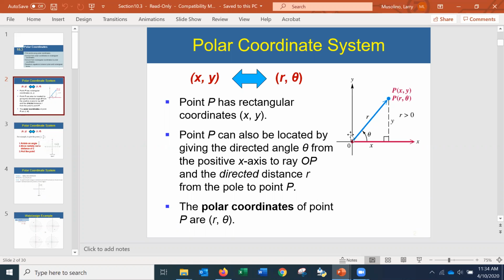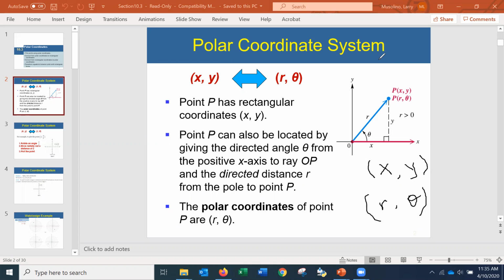Now we always write it in the order r comma theta. Just like you write rectangular points always in XY, you always put the X number first and the Y number second. In the polar world, we always write this r distance first and the angle theta second, always in that order.